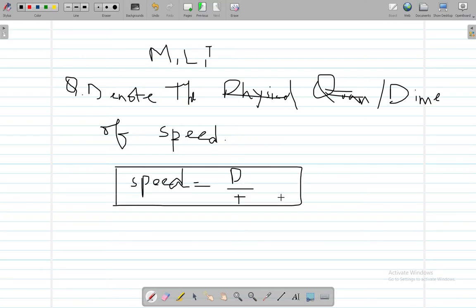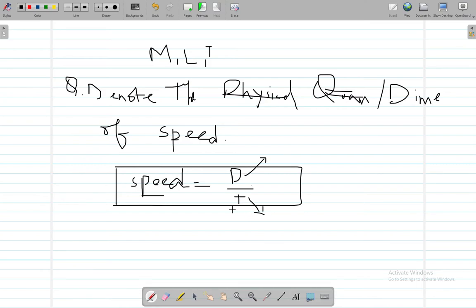To figure out the dimension, you have to take the base quantities. The base quantity is distance. A base quantity is something which has only a single unit. For example, distance is not a derived quantity, as I told in my previous videos. It is a base quantity. And time is also not derived, but speed is derived from distance and time. When we divide distance by time, we get speed. So speed is a derived quantity, but D and T are both base quantities.